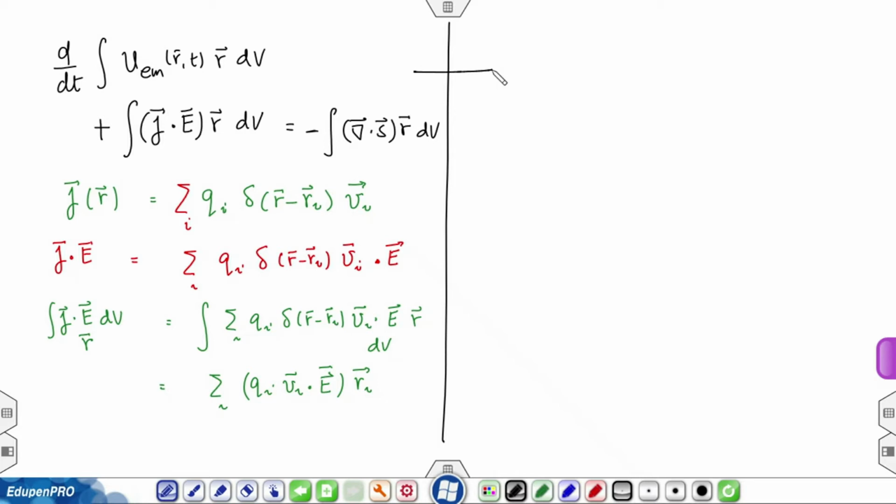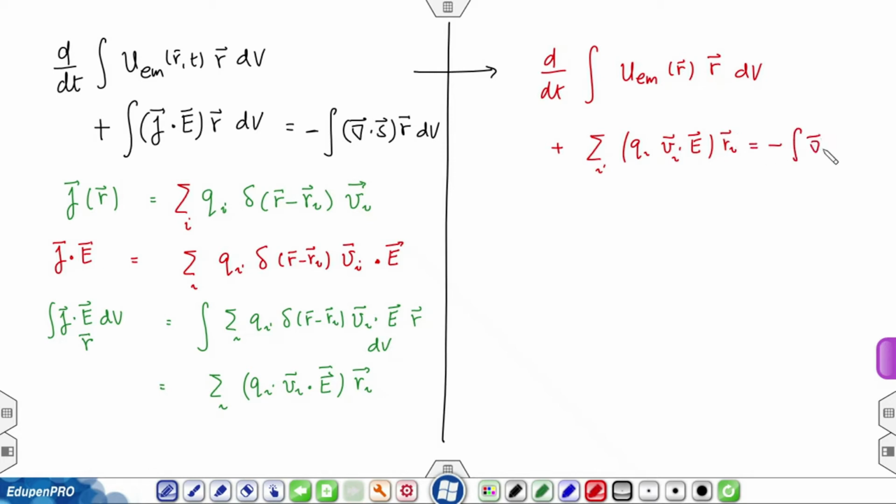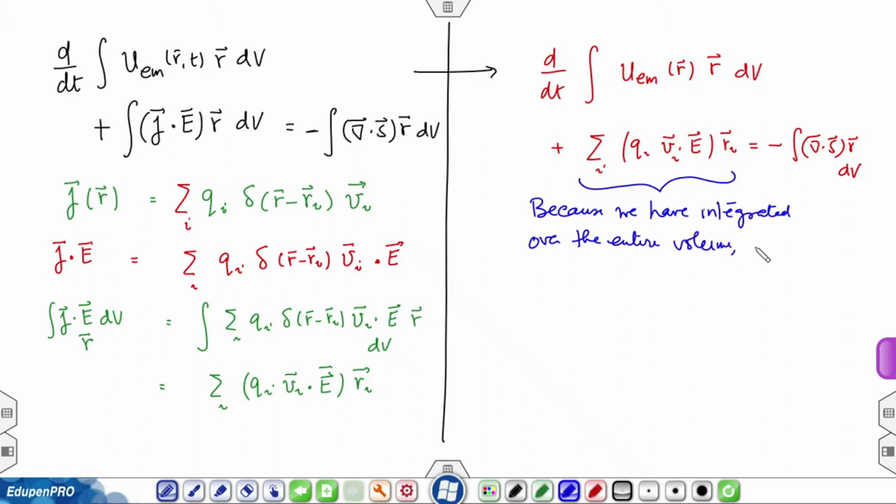I can therefore write this equation as d/dt of the integral of u_electromagnetic(r,t) dV plus the summation over i of q_i v_i · E(r_i) is equal to minus the integral of ∇·S(r,t) dV. The dV is over the entire volume, and this now includes all the charges, because we have integrated over the entire volume. The summation runs over all the charges in the volume.